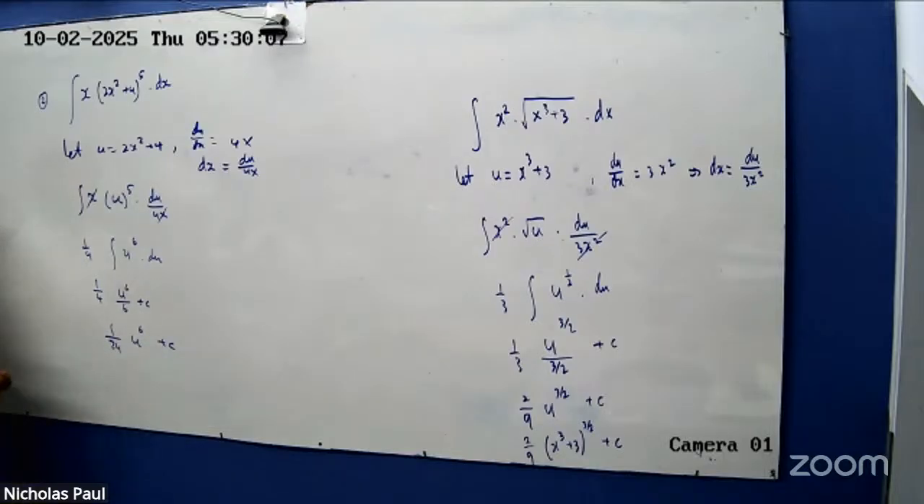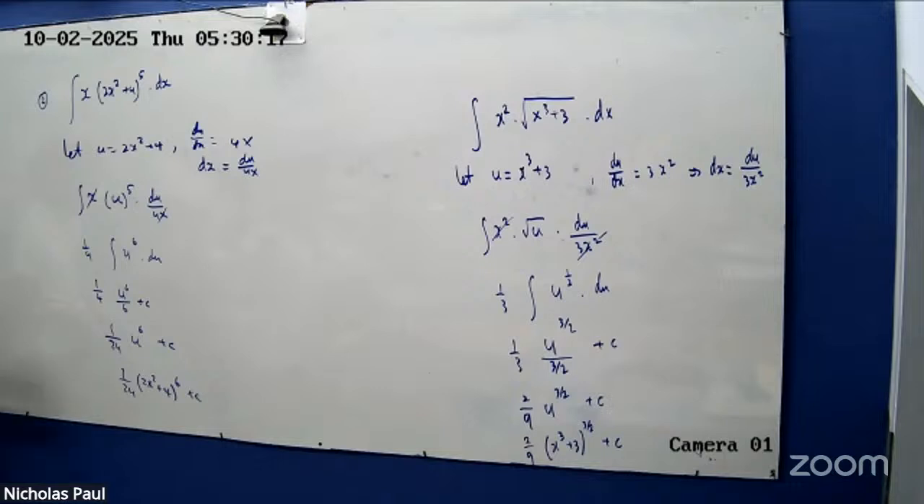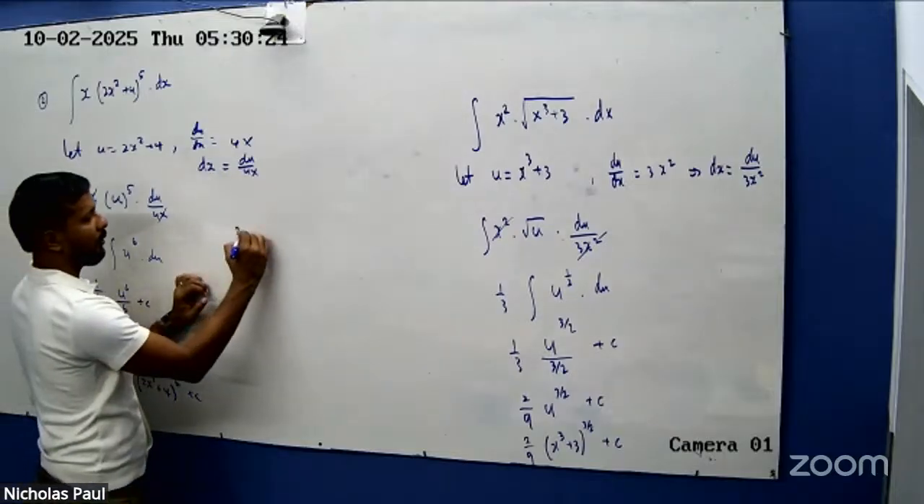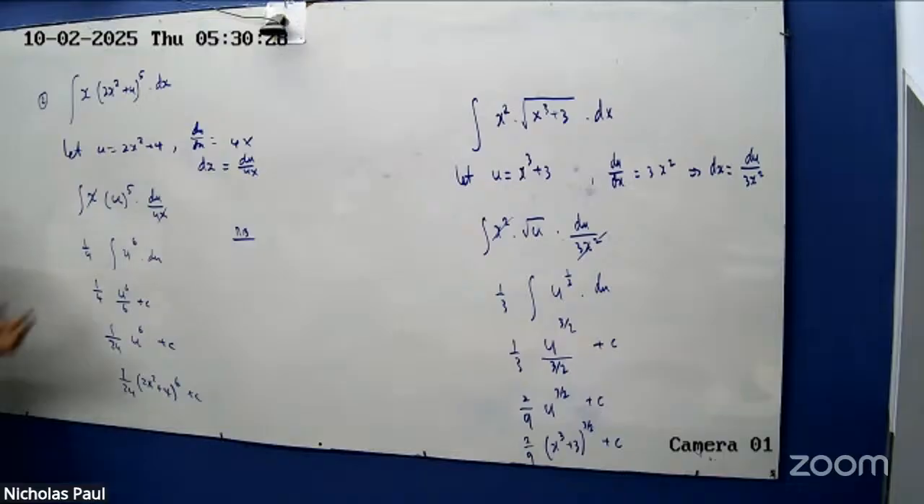So it's 1 over 24 by 2x squared plus 4 to the power of 6. Nice. Sometimes you don't have to do all of that. Here's what you can do. Note that that's simple. Well, yeah, it's simple.